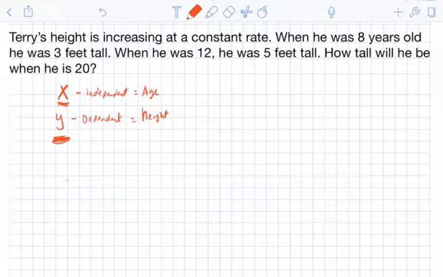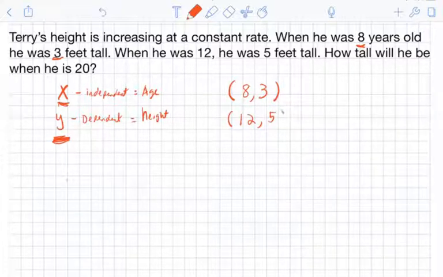So now we can represent the first data point. When he's 8, he was 3 feet tall, as there was a time when his age was 8 and his height was 3. And then there was a second time when he was 12 and his height was 5. We can use these to make an equation, a linear function, describing his height over time, describing y as a function of x. It's not that tricky.